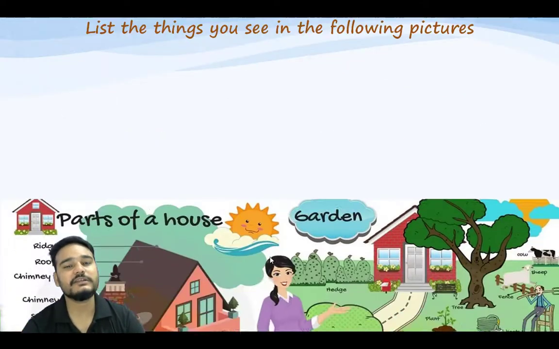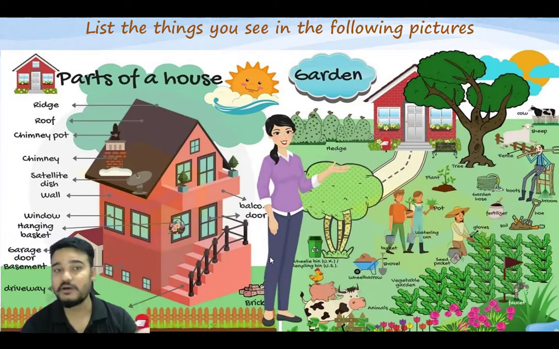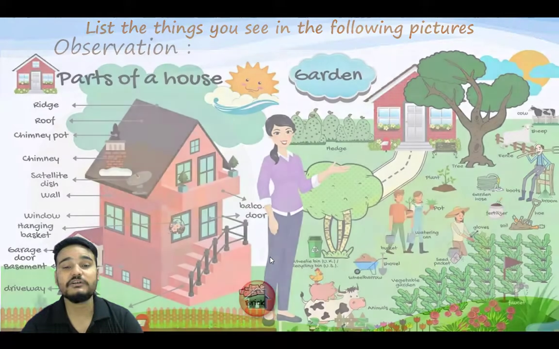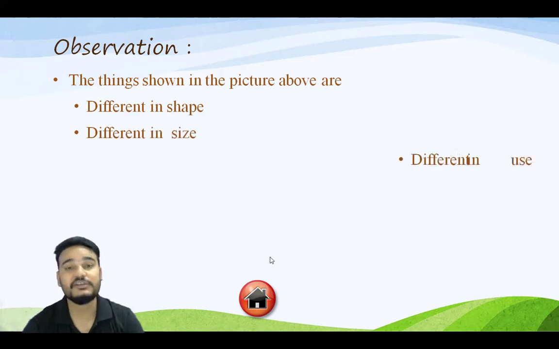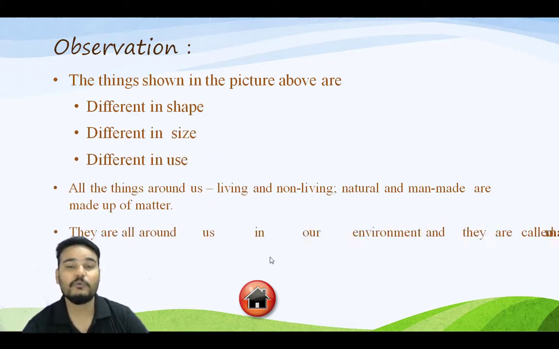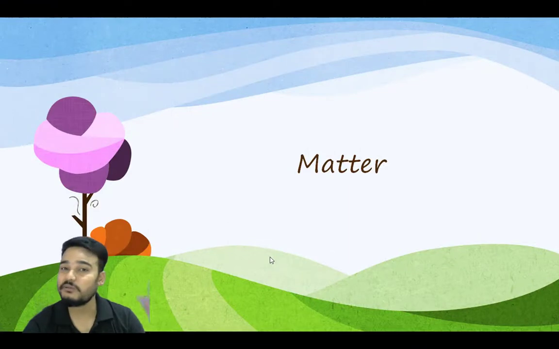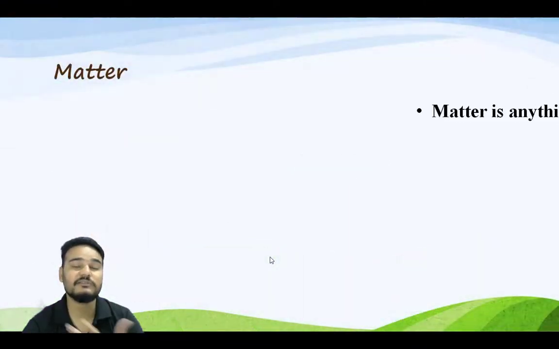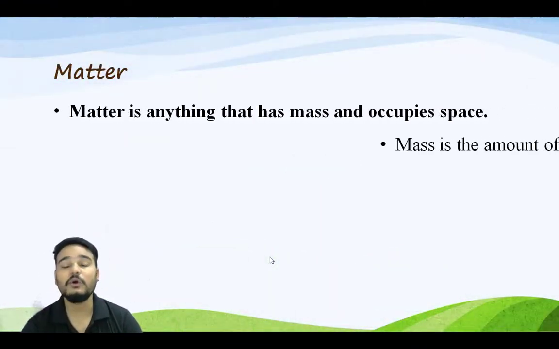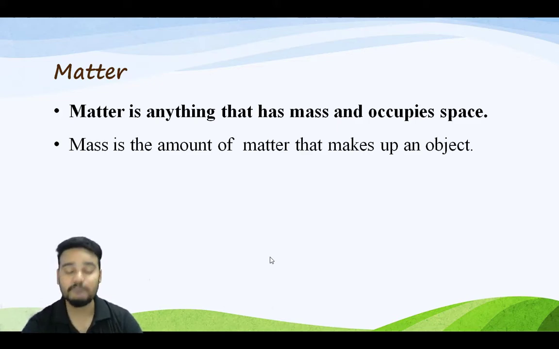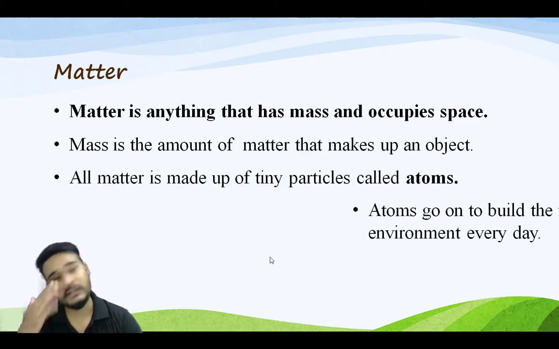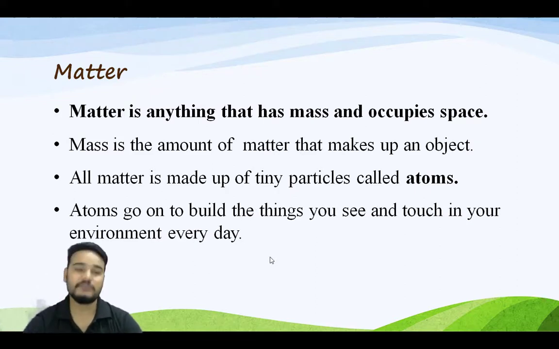So in our previous part we had observed one picture, and from that we had done observation, okay, that the things in the picture are different in shape, size and use also, and some of them are living things, some of them are non-living things, some of them are natural, some of them are artificial. Whatever surrounds us is a matter, and matter is what? Anything that has a mass and occupies space is a matter.